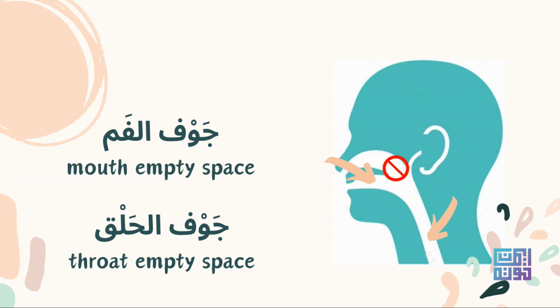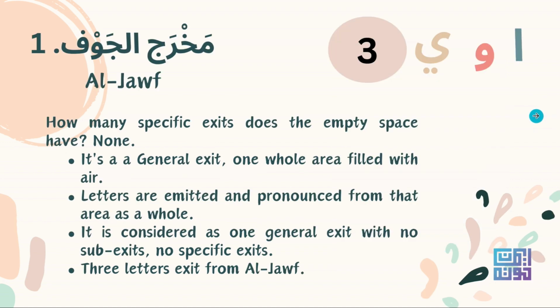Remember when we divided the articulation organs into 5 main organs, and the first one was the empty space, which included the mouth empty space and the throat empty space. It was this empty space, this whole area, the throat empty space and the mouth empty space. And it's called al-jawf. What are the letters that are pronounced from al-jawf?